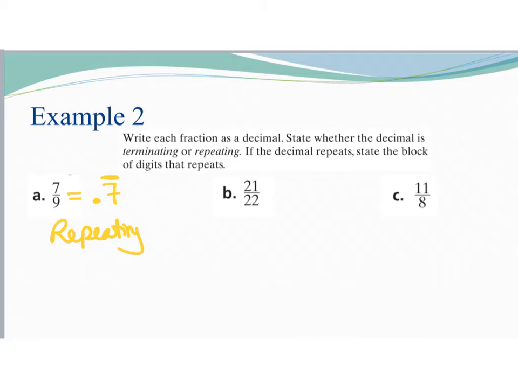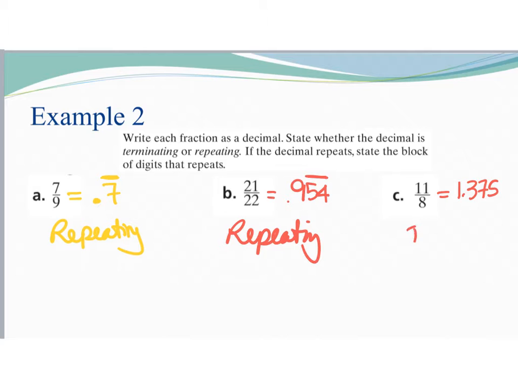For part B, when I divide 21 by 22, I get 0.954, and the 5-4 are going to continue to repeat. So this here is also a repeating decimal. And then for part C, 11 divided by 8, this right here is really 1.375 if you divide that out. And this is going to be a terminating decimal.